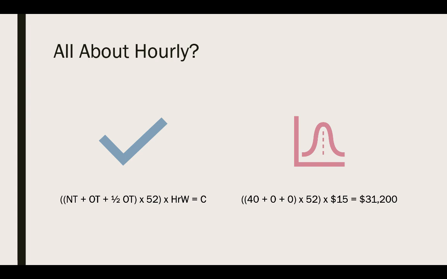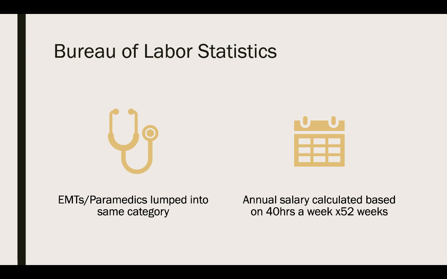So it works a little bit differently for EMTs and paramedics. We are not working a normal 40-hour week. If you go to the Bureau of Labor Statistics, you can look up wage information on a lot of industries and occupations, including EMTs and paramedics. But the BLS calculates all of this based on a 40-hour work week. So it finds an average hourly wage and then just multiplies that by a 40-hour work week for 52 weeks and comes up with an annual salary.